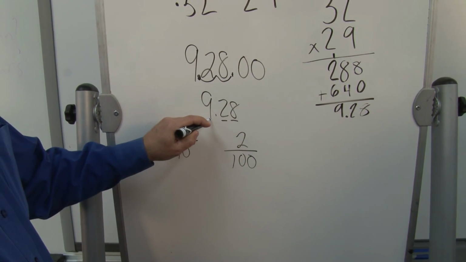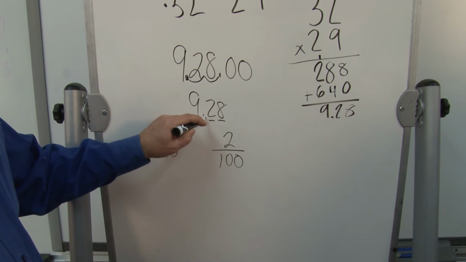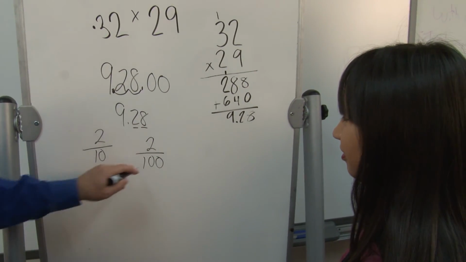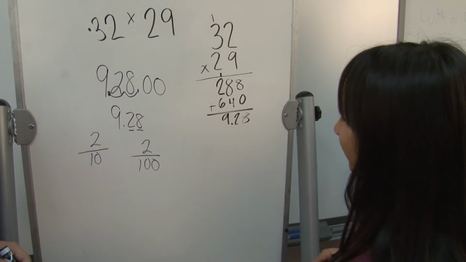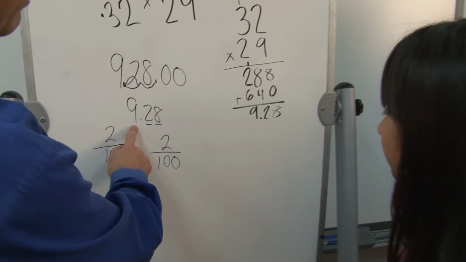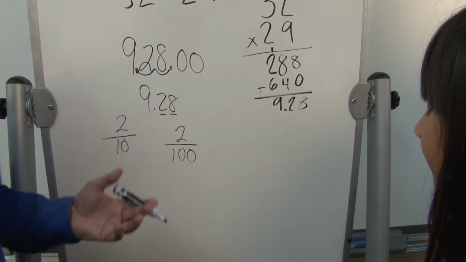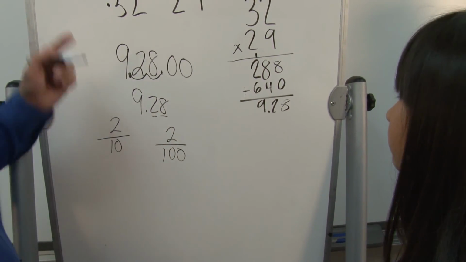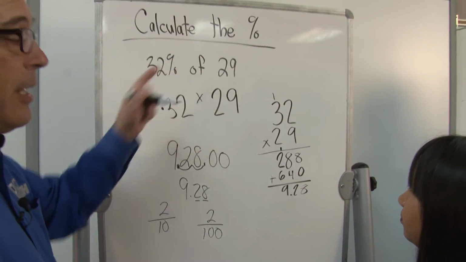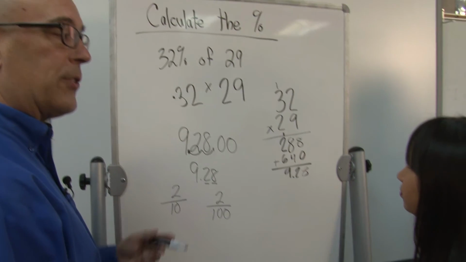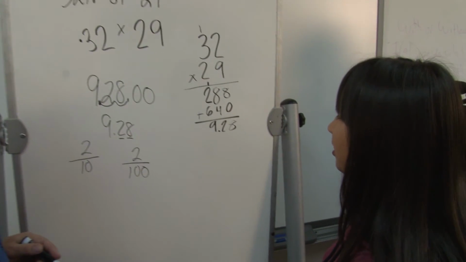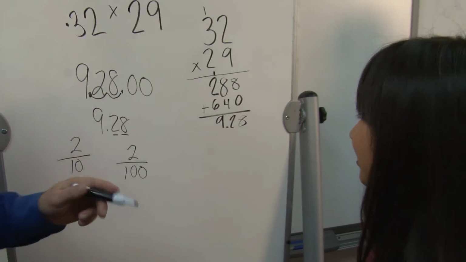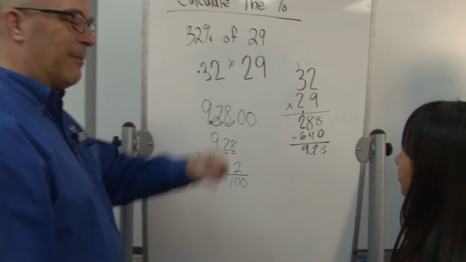So now how could we say this? We could say 9 and 28 hundredths. There you go, because of the 2 places, right? Yeah. So you have the whole number, and then the decimal point is always "and." So it's 9 and 28 hundredths. So what is 32% of 29? What is our answer? 9 and 28 hundredths. There you go, 9 and 28 hundredths. Haley, good work.